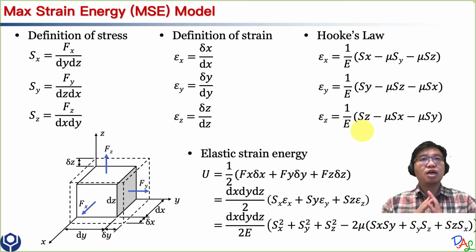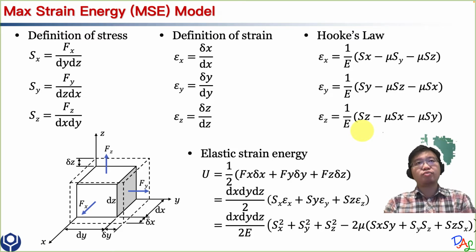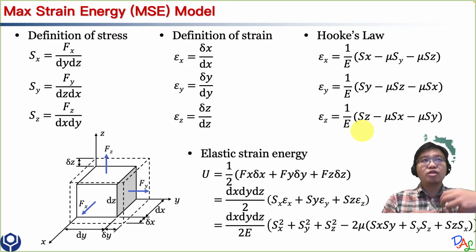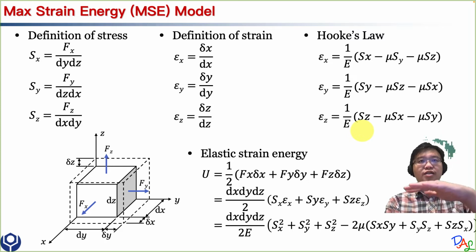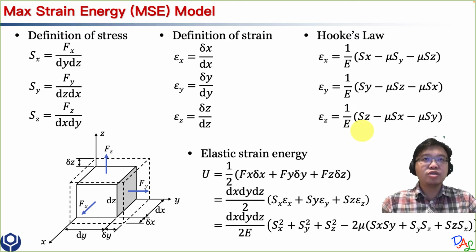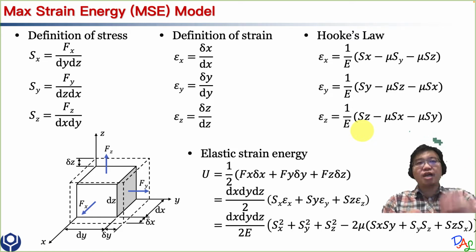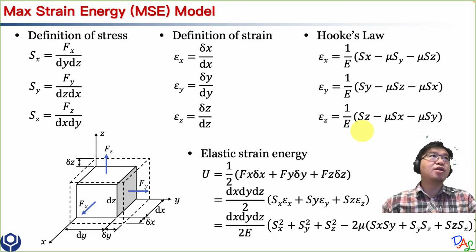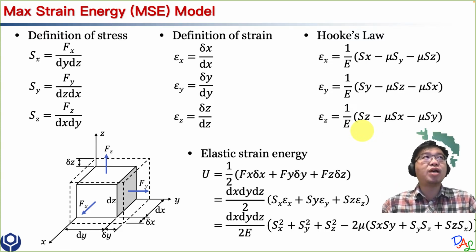So just like a spring, when we compress a spring, there's energy stored inside the spring. It's called the strain energy. So if we release it, the energy will be released. Based on that concept, we could derive so-called the maximum strain energy model.